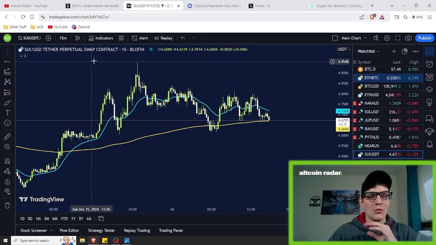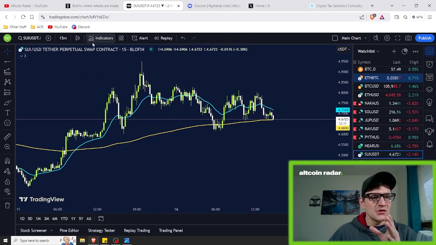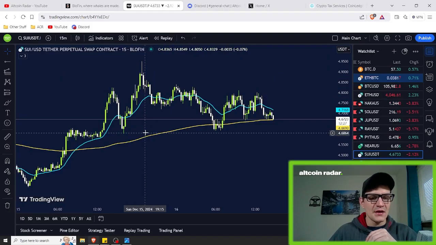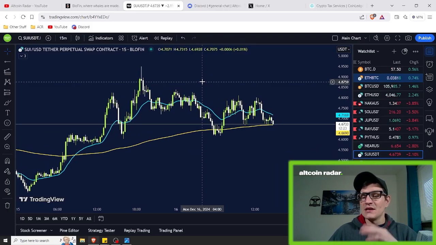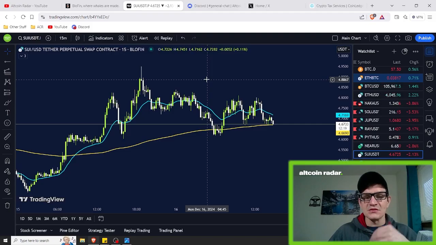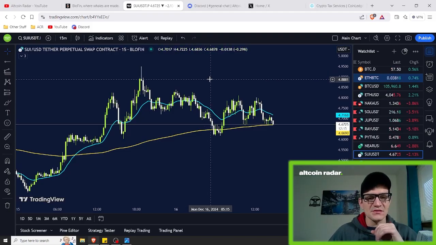What I'm going to do is show you which EMAs I currently use. I'm usually using the 20-period EMA, which is this blue one up here, and the 200-period EMA, which is down here as well. In my opinion, these are my two most important moving averages that I like to use on a regular basis.